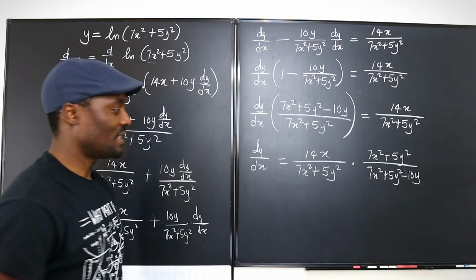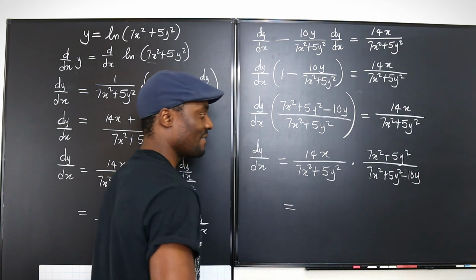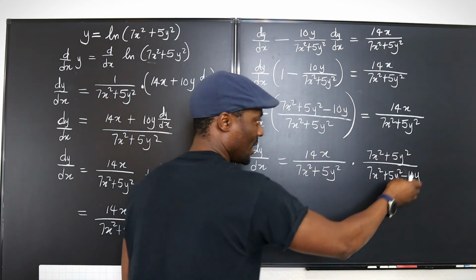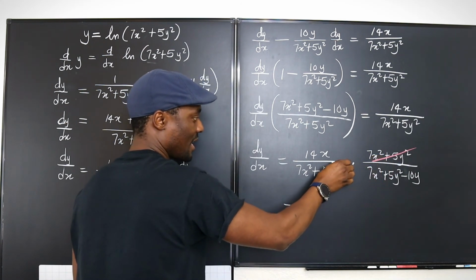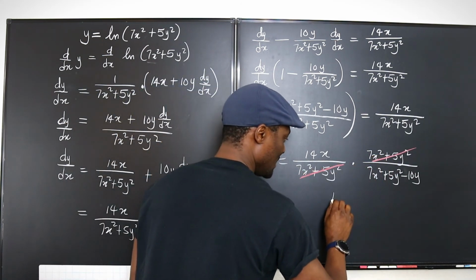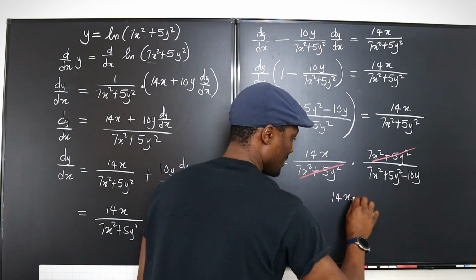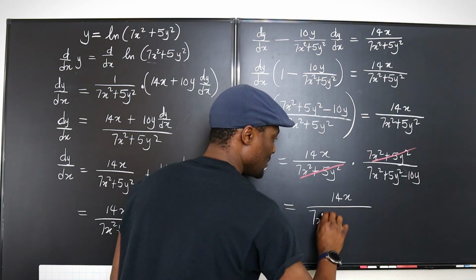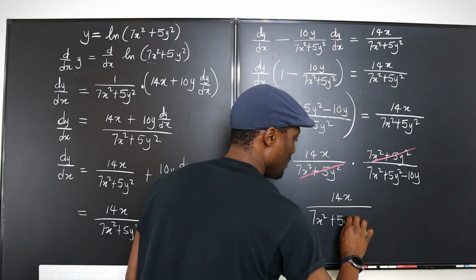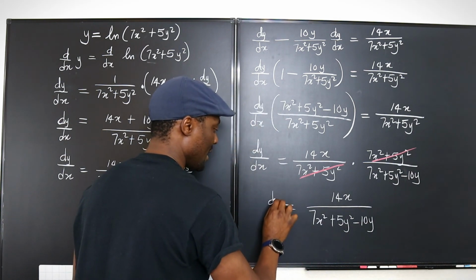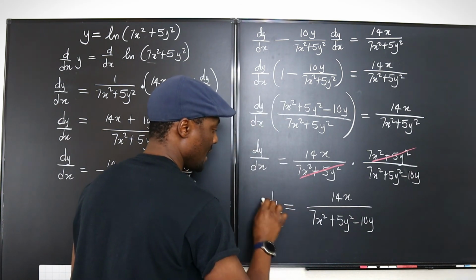Now, it looks like we're done. Look at what we get. This expression cancels this expression. This cancels this. So what is left is just 14x divided by 7x squared plus 5y squared minus 10y. That's dy dx.